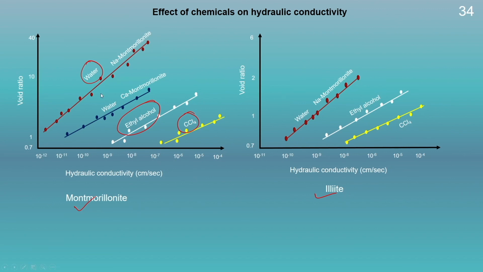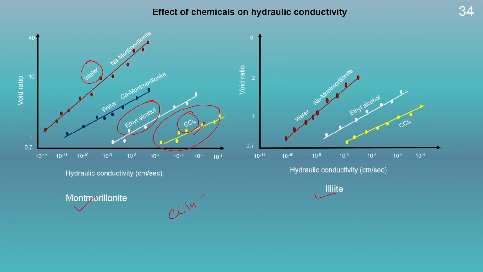We know that water has a higher value of dielectric constant in comparison to ethyl alcohol and carbon tetrachloride. CCl4 has the least value of dielectric constant, and since the dielectric constant is very less here, the diffuse double layer thickness will also be very low in this case. As the diffuse double layer thickness is very less, the amount of diffuse double layer water will also be low and the free water will be very large. So therefore, the hydraulic conductivity of this will be maximum.